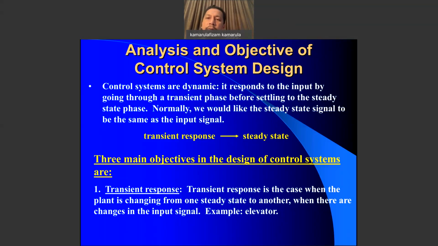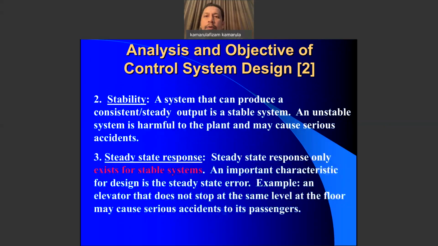For example, the elevator. When you get in, the elevator is in a steady state condition. So when you press the level that you want to go to, basically the state is changing from a steady state, and then you have a transient period. Things are changing until you reach your level, then the system is reaching the steady state again. All right, so the response from one state to another is called transient response.